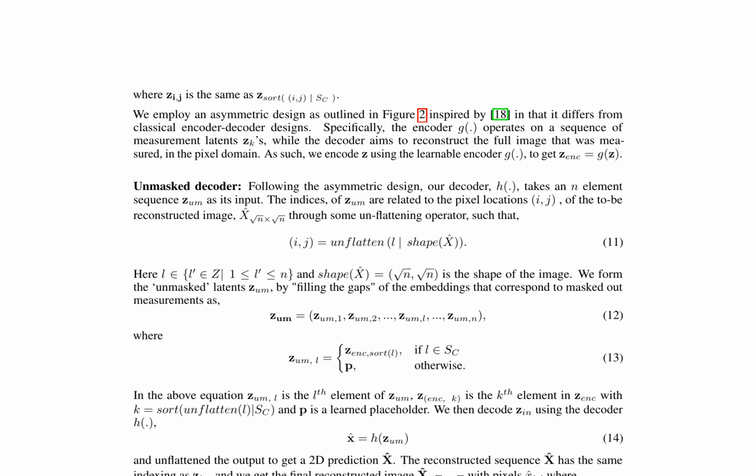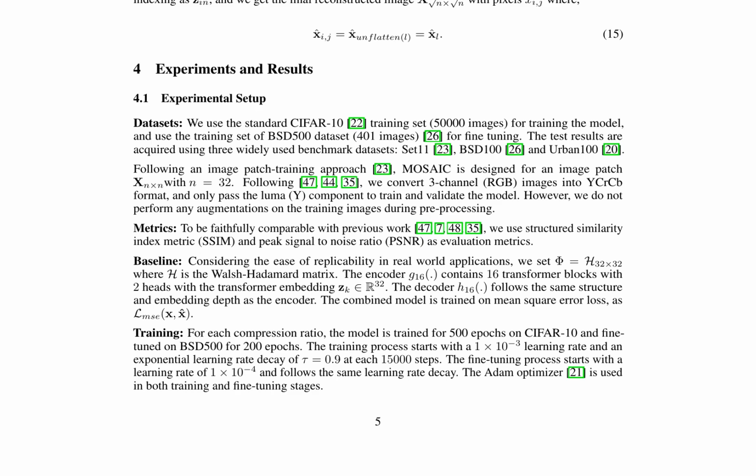The paper presents a novel approach to compressive sensing, introducing the MOSAIC model, which leverages transformer architectures and structured sampling matrices for image reconstruction. This method significantly outperforms previous models in terms of both PSNR and SSIM metrics across various compression ratios, without requiring a learned sampling matrix. The model's design is based on an asymmetric encoder-decoder structure, where the encoder operates on measurement latents and the decoder reconstructs the full image in the pixel domain.